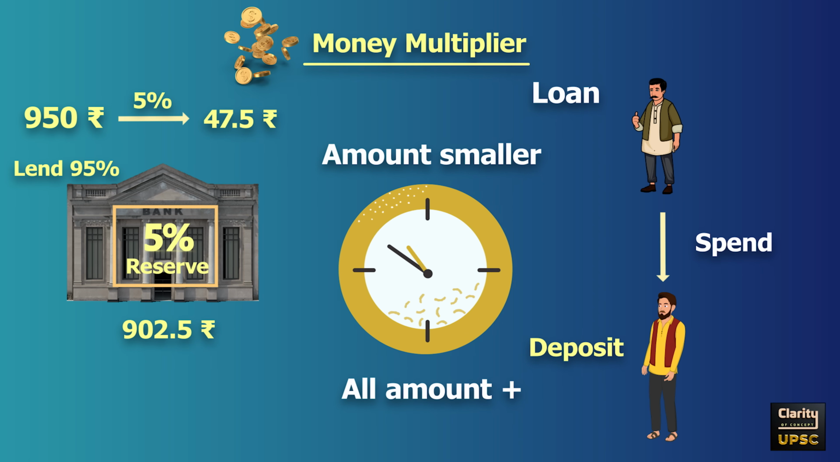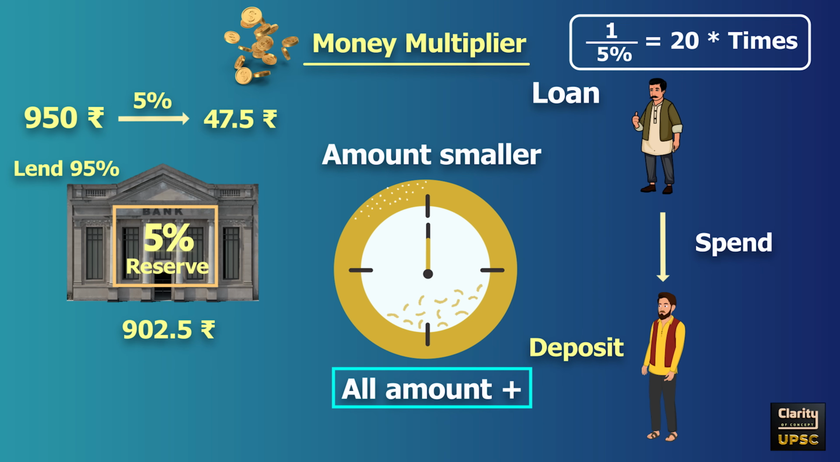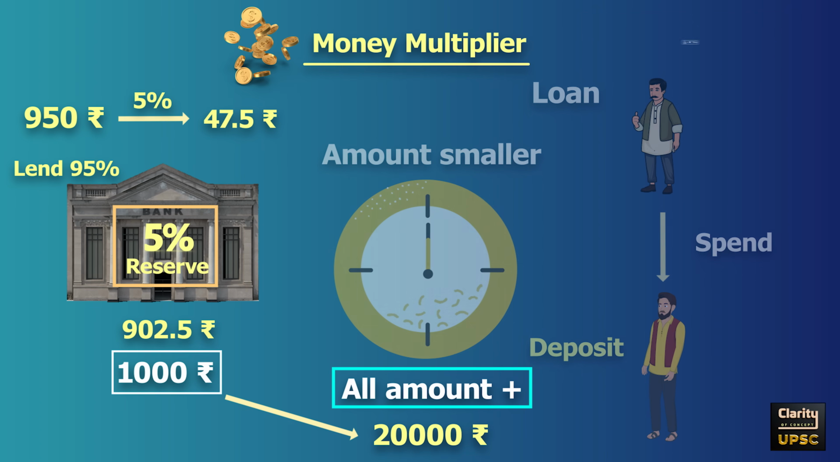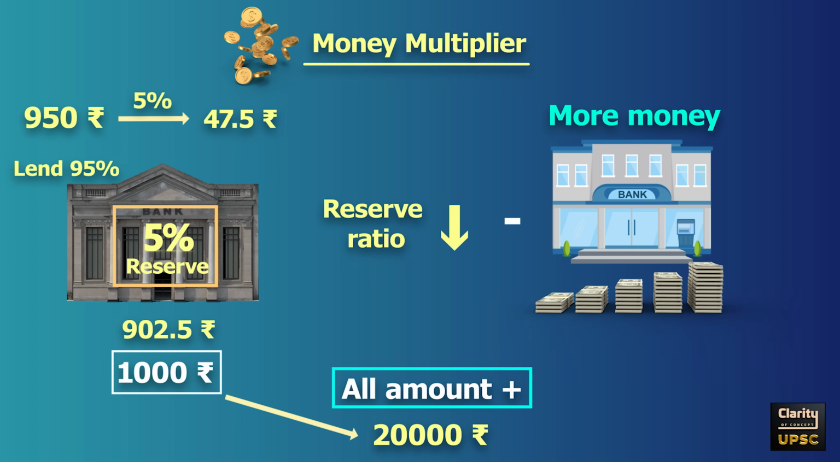Because the reserve ratio is small, the total money created will be bigger. Theoretically, the total money created will be around 20 times the original money. So if we start with 1000 rupees, total money can reach close to 20,000 rupees. This shows if reserve ratio is less, banks can create more money. That is why the reserve ratio is very important for controlling money supply.